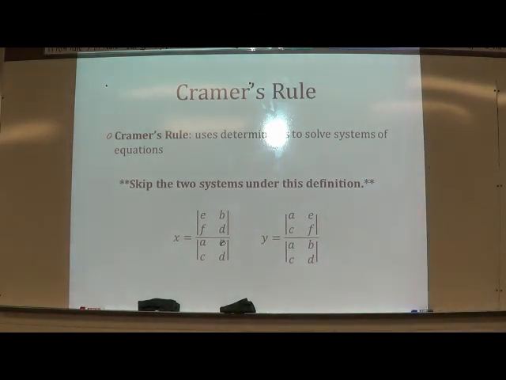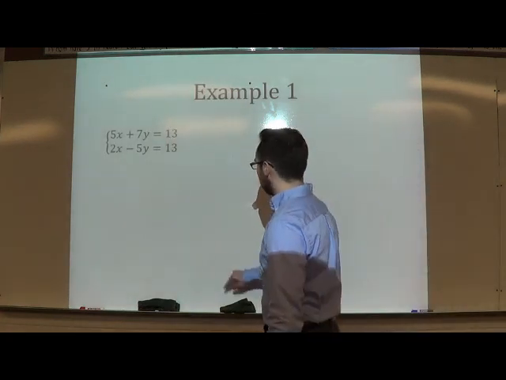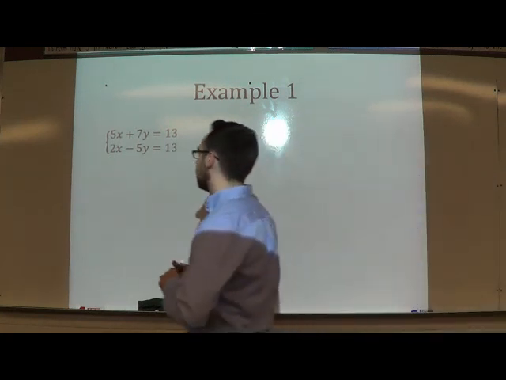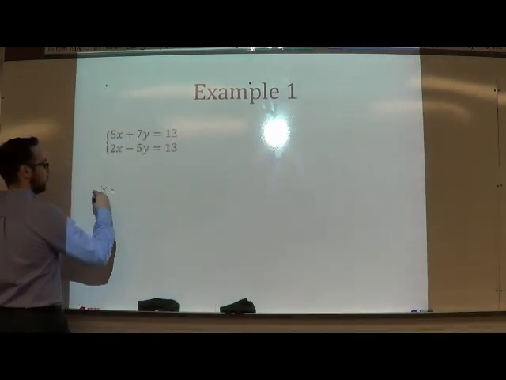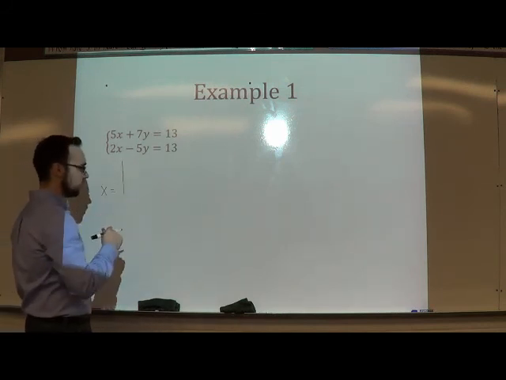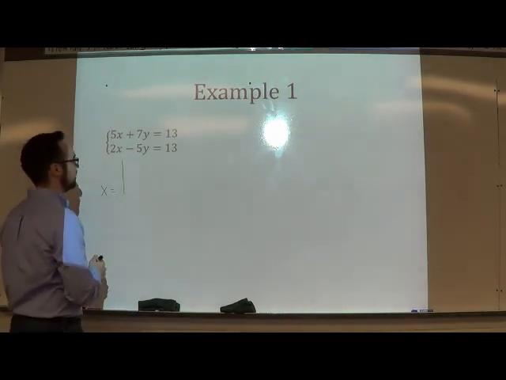Alright, so let's go ahead and jump into an example here. So I have a system where we have 5x plus 7y is equal to 13, with 2x minus 5y is equal to 13 as well. So we're going to start with the x value here. So we have x equals, and again we have those definitions. I'm not going to rewrite all those letters every time because that's kind of unnecessary.